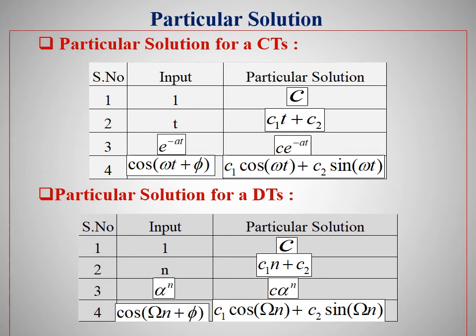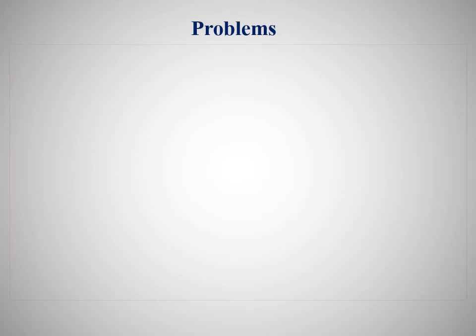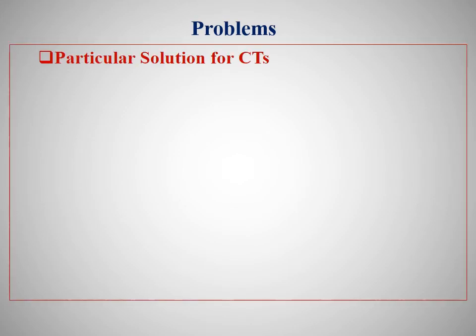With this understanding of the particular solution for continuous time and discrete time cases, let us now analyze some simple problems. Let us go on to problem solving for the particular solution of continuous time systems. The problem given here for consideration is 5 into d by dt of y of t plus 10 into y of t is equal to 2 into x of t.